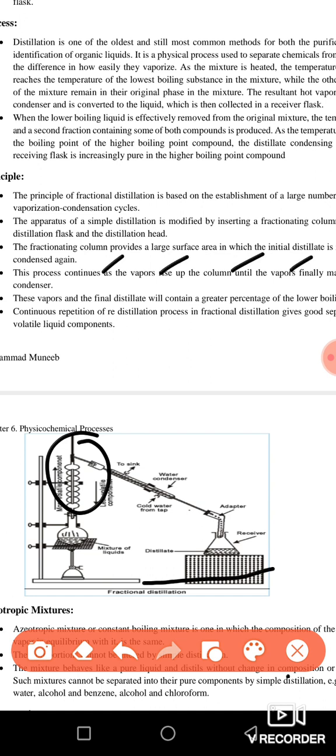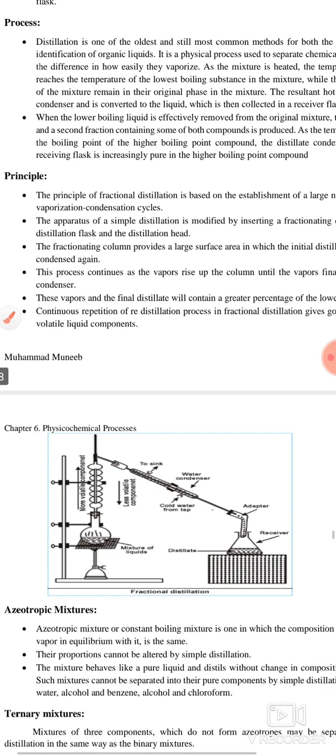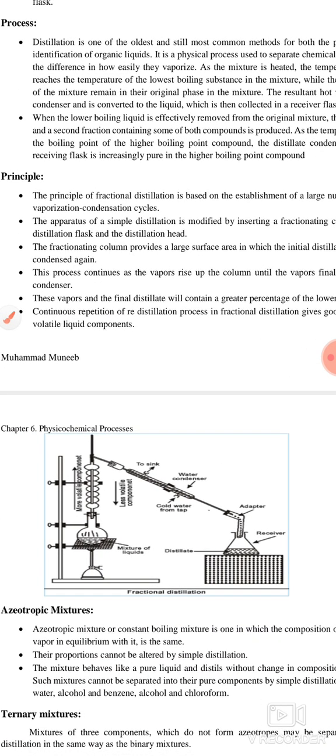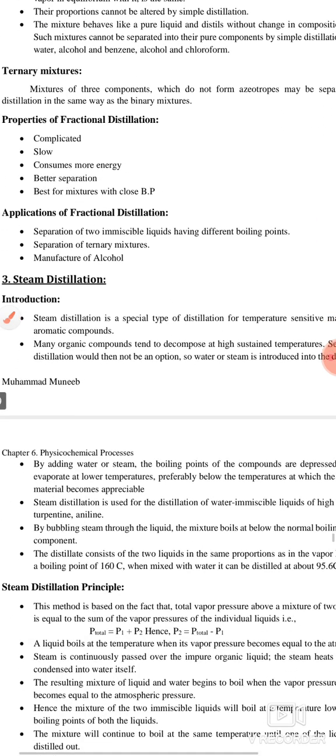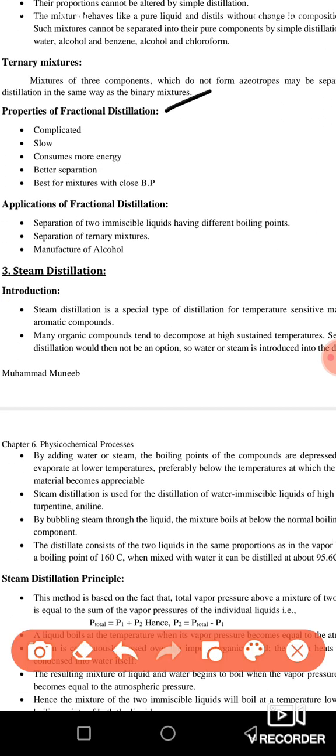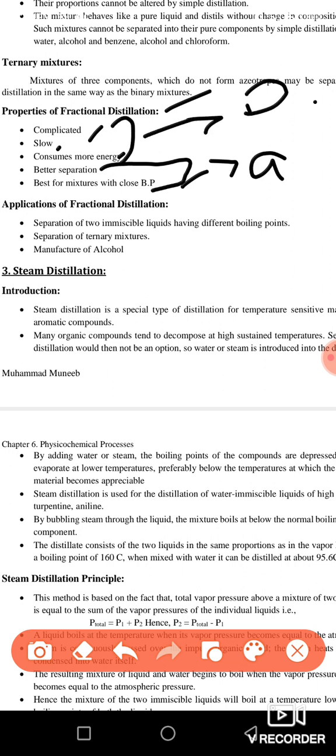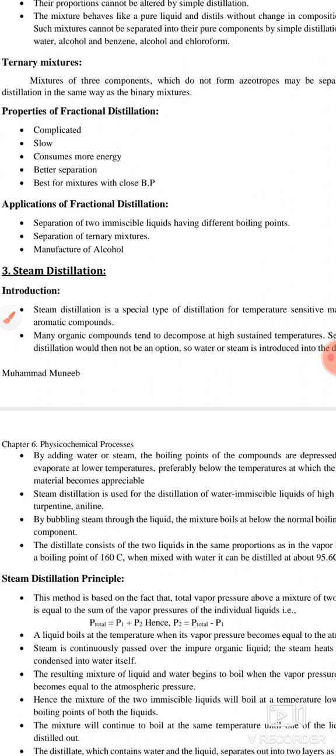The vapors finally go into the condenser, and then they go into your final receiving flask. Okay, so now we see the properties of fractional distillation. It is a complicated process, it is slow and consumes more energy, but it provides better separation and can separate compounds having close boiling points. So this is the advantage, and this is the disadvantage of this process.